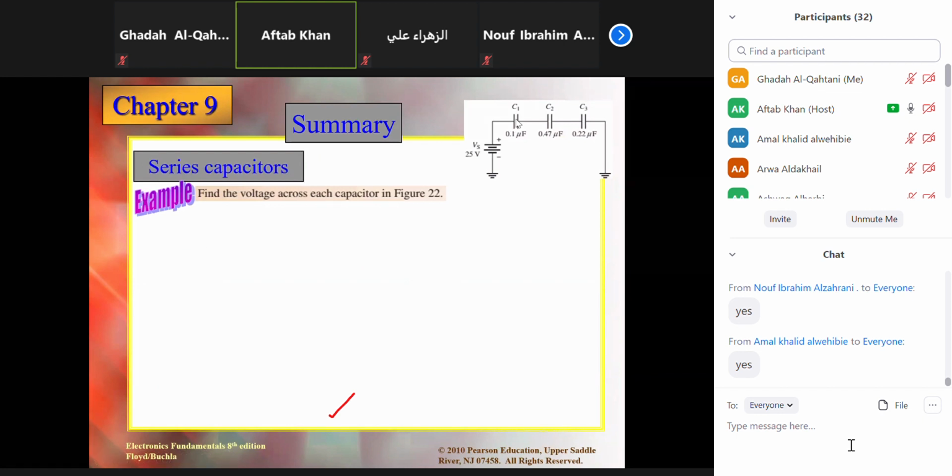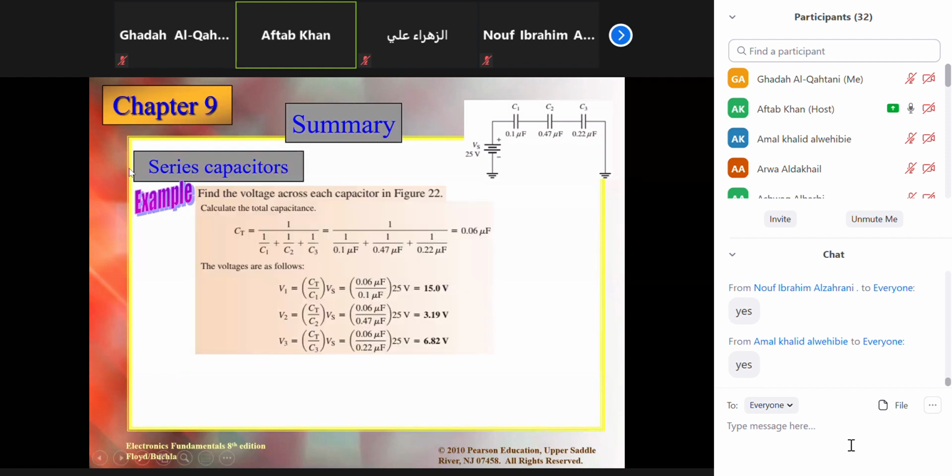Now see, capacitors are connected here in series. We can see this is a series circuit, voltage 25, asking to find the voltage across each capacitor. In order to apply that formula, we need to first find the total capacitance, which we can calculate by 1 over the sum of the reciprocals. Then CT over C1 times Vs. Put the values, get the voltage. V2, V3, and you can see.